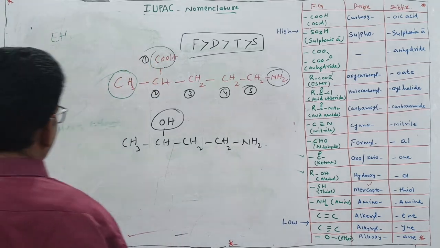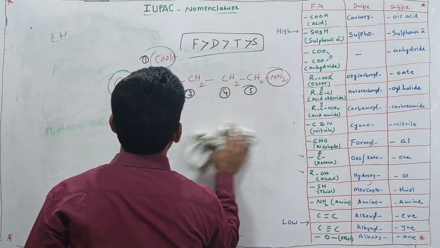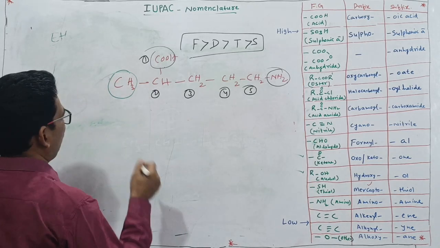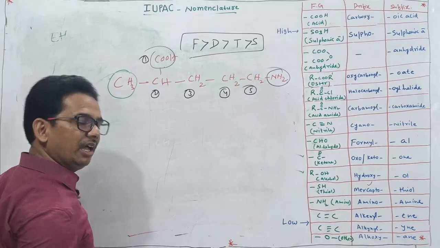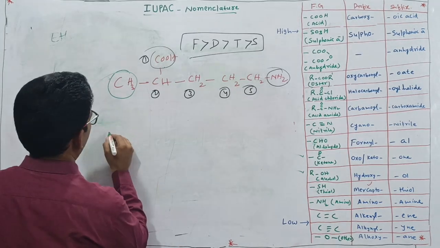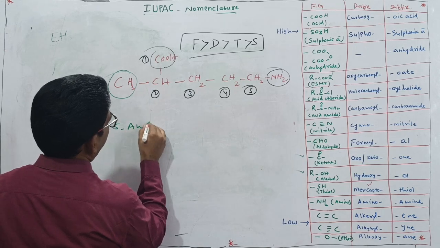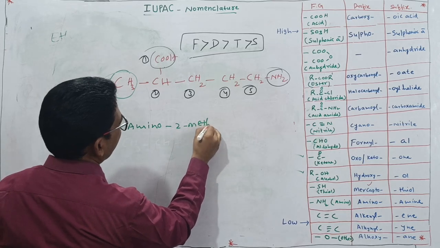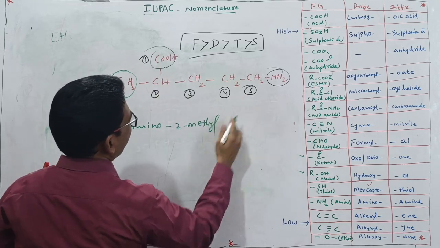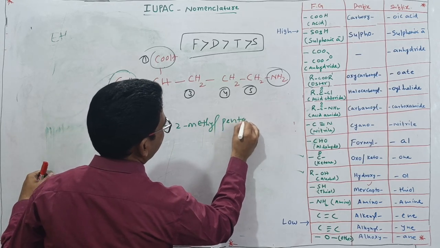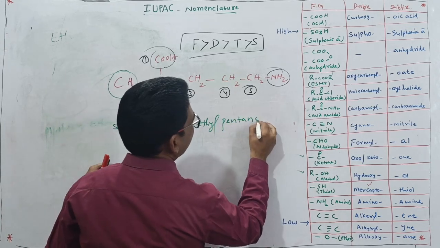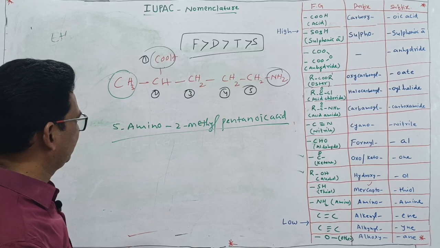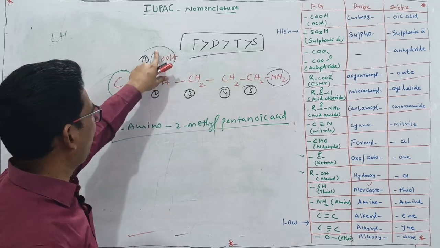Then what is the name for that? Fifth position amino. Then second position methyl. In alphabetical order, which will come first? Amino. 5-amino. Which position is the methyl? 2-methyl. How many carbons are there? 5. Pentane, minus e plus oic acid, that is pentanoic acid. 5-amino-2-methylpentanoic acid.